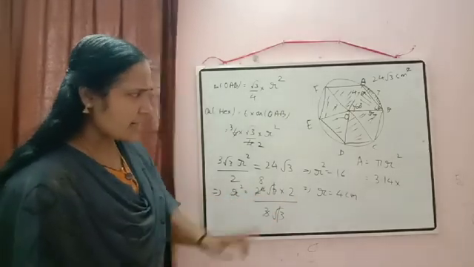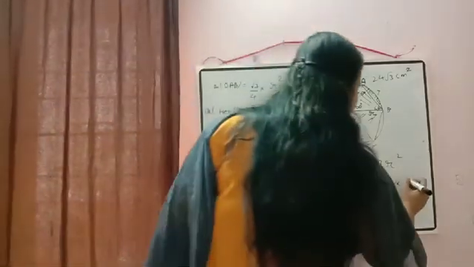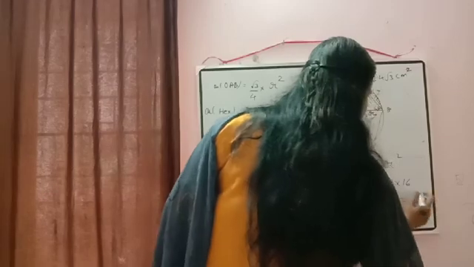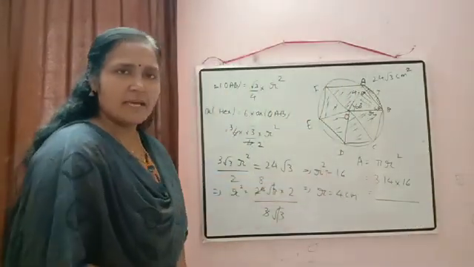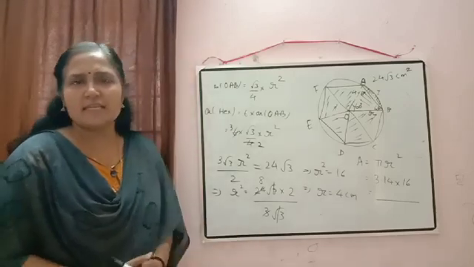What is r square? R square is equal to 16. So just substitute 16 and I think you can do the multiplication. Then you will get the area of the circle. So I hope this question is clear to you.